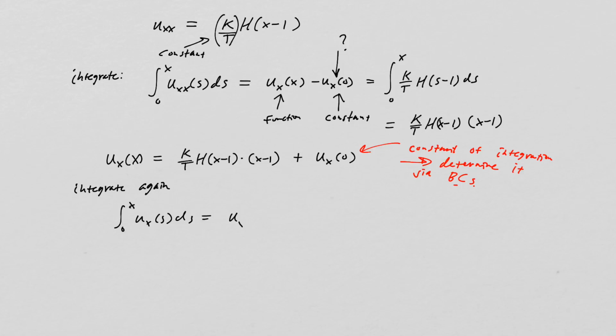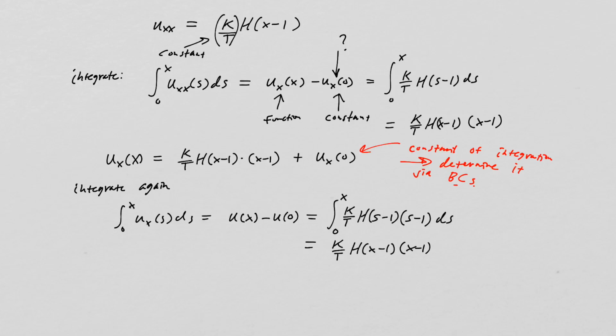Oh, I have to undo that. So now we've anti-differentiated one more time, and we got u of x minus u of 0 is now equal to, again, we're going to do the integral as a definite integral. So now we're going to use our dummy variable. And we're going to integrate this again, and we're going to end up with k over t h of x minus 1 times x minus 1 quantity squared over 2.